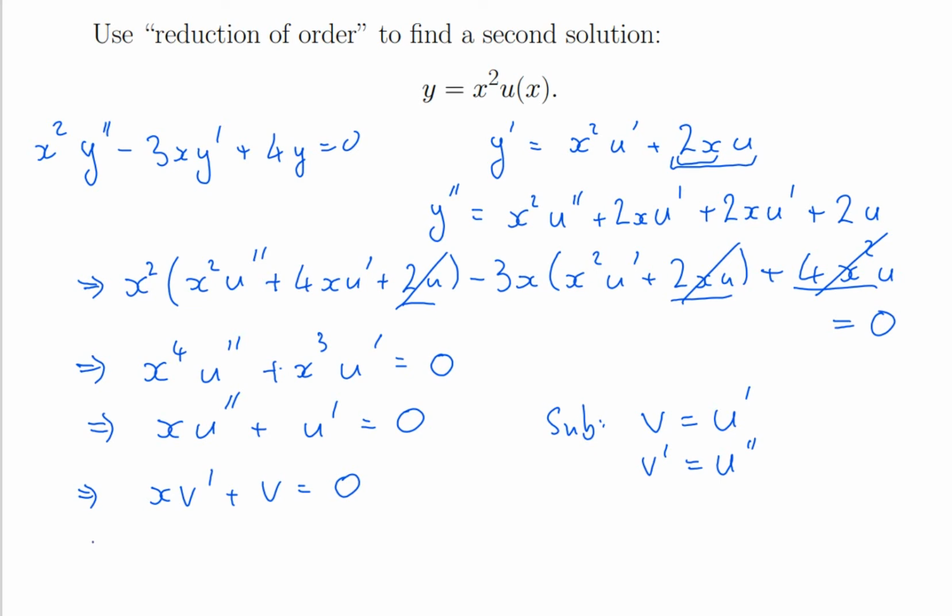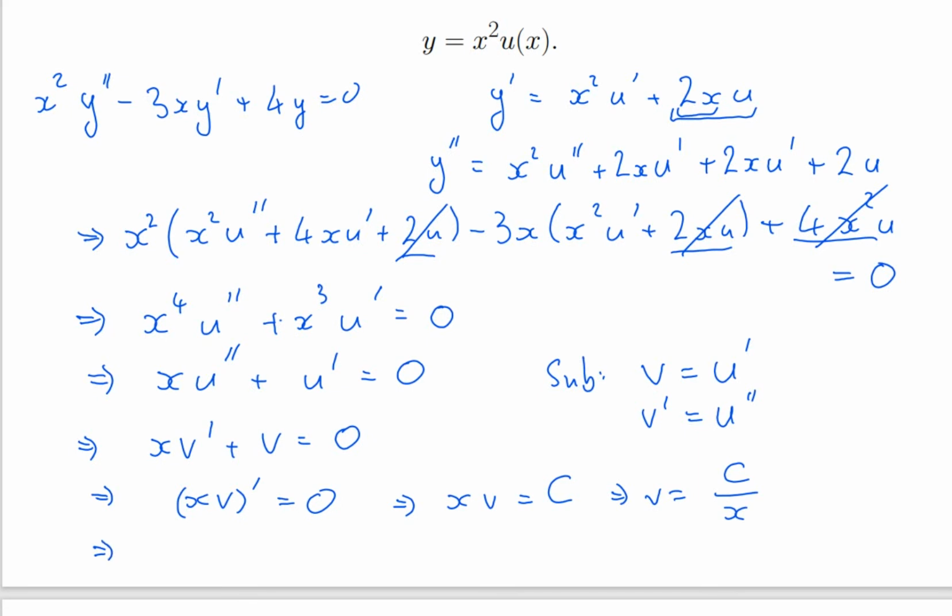Let's just do it like this. It's actually already a derivative. It's the derivative of x times v. Integrate both sides. x v must be a constant. v must be a constant over x. That means u prime, now I know v, that means I know u prime must be c over x. And that means u must be the antiderivative of that. That is c log x, I don't need the absolute value because I'm just assuming x is positive here, plus d. So I found the u.